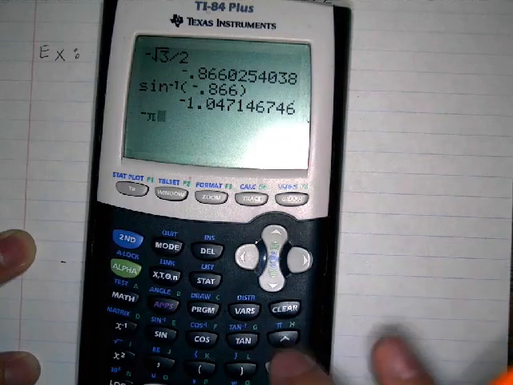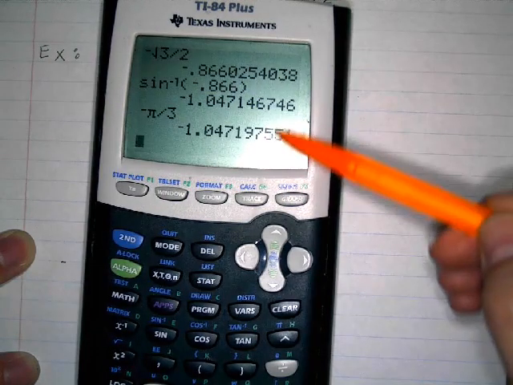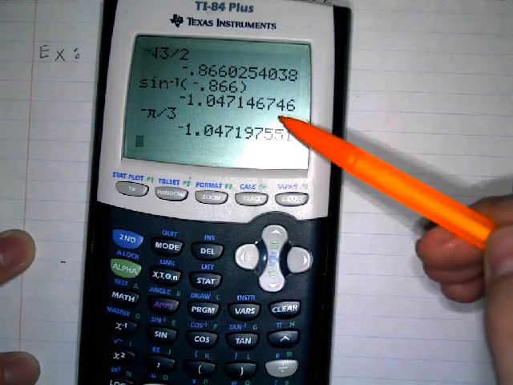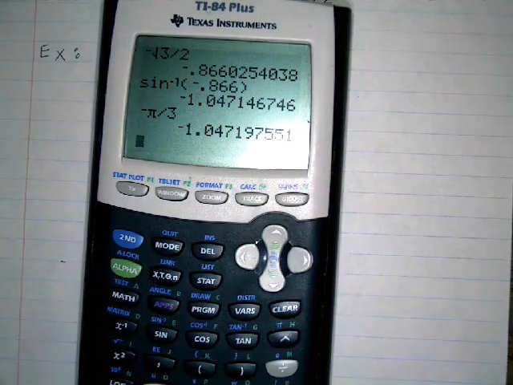Okay? All right, so if they told us that our answer had to be between 0 and 2 pi, what should we do to our answer to give them the answer that they really wanted? We should add 2 pi to it. We're going to find the coterminal angle. So I'm going to add 2 pi to this answer to make it positive so that the answer is between 0 and 2 pi. Does that make sense? Okay. So I'm going to take that negative angle and add 2 pi, so that I get the appropriate answer that they're looking for.